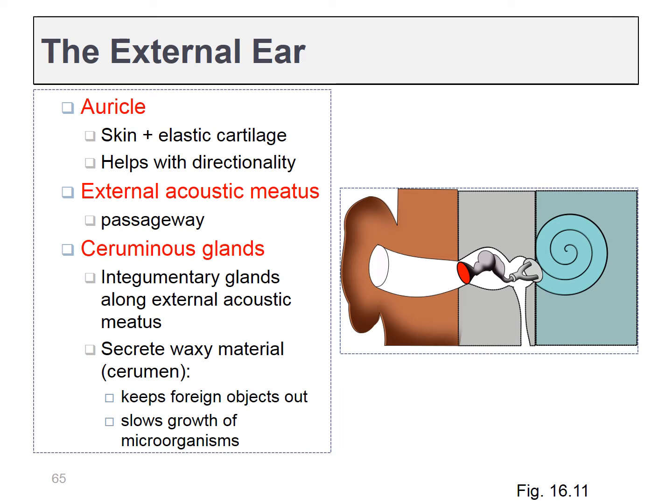Let's start with the auricle, which is what most people would call their ear. These are structures that help with localizing sound, so we'll come back to this when I talk a bit about physiology. This will open up to the external acoustic meatus, inside of which there are a number of ceruminous glands. These are modified sweat glands that produce a waxy material, which helps to trap microorganisms and push them outside of the body.